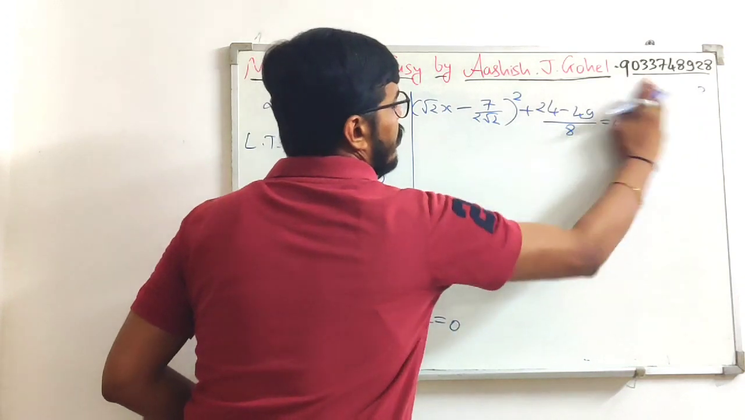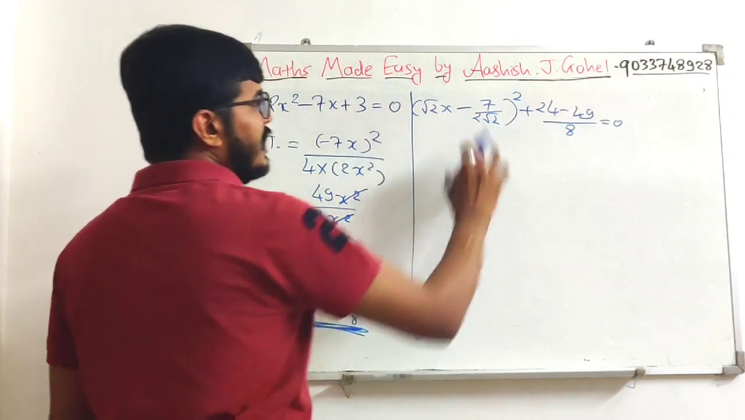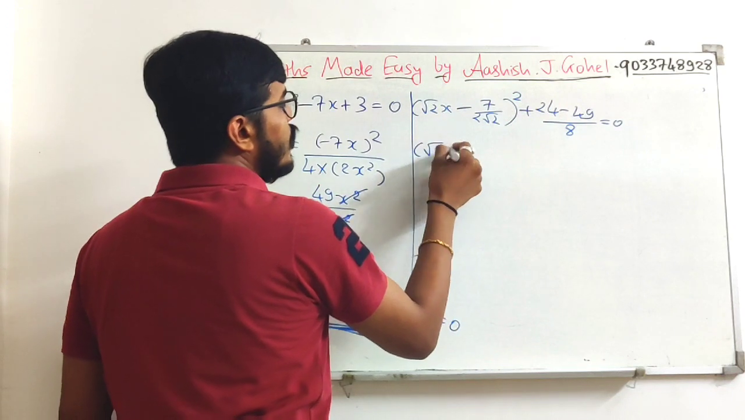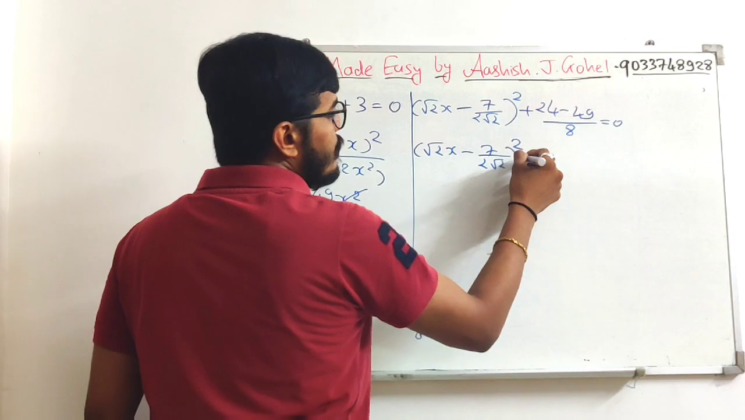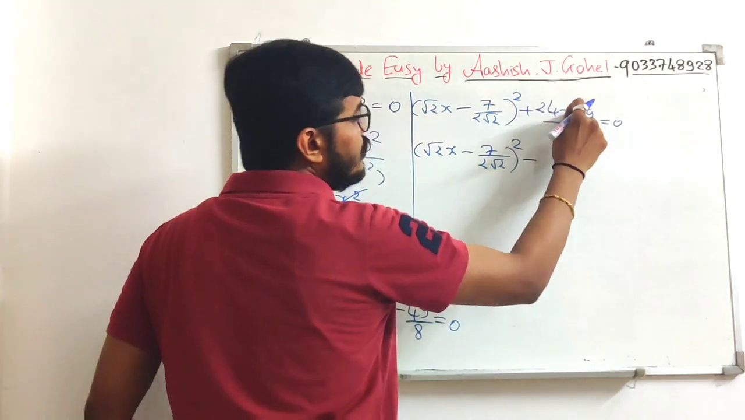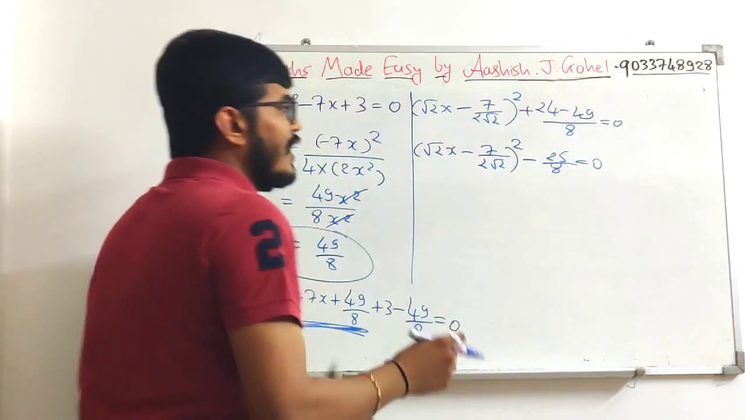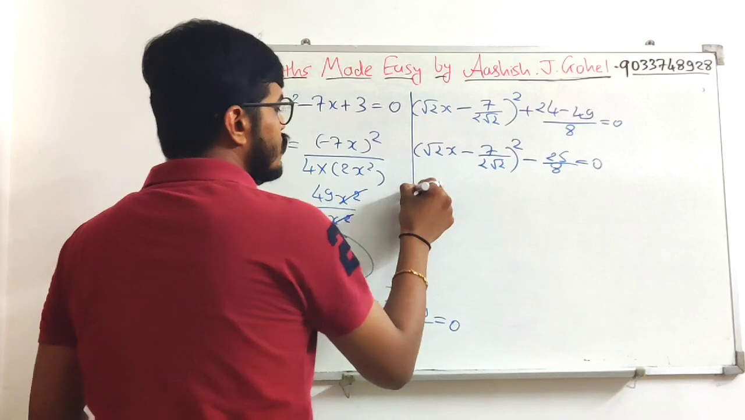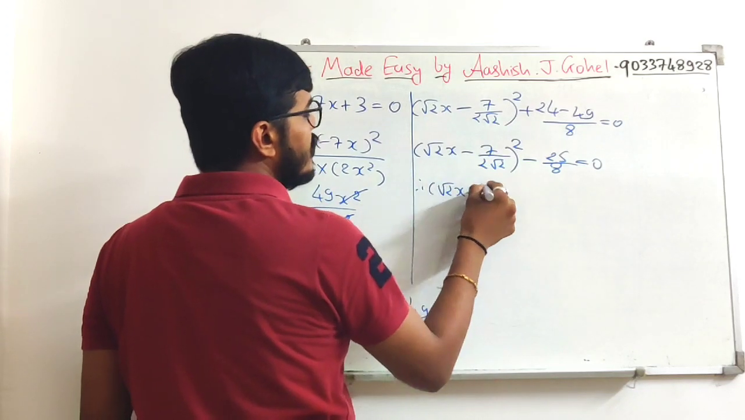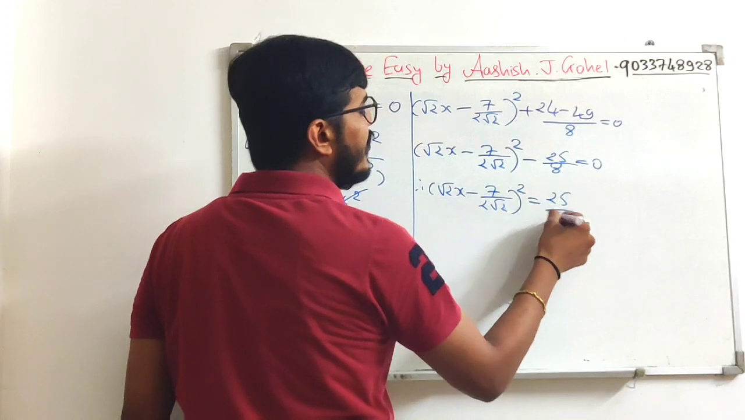Here, 8 × 3 is 24, minus 49 divided by 8. So if I simplify this further, (√2x − 7/(2√2))² minus, here 24 minus 49 will be 25/8. Now to solve this we will take this term to the right hand side. So (√2x − 7/(2√2))² is equal to 25/8.